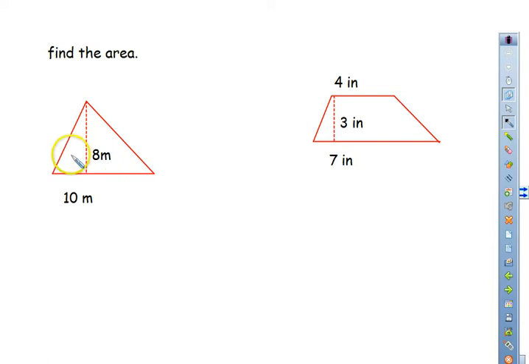Next two problems, I'm going to have you solve both of these, and then I'm going to do them. So go ahead and hit pause and do both.